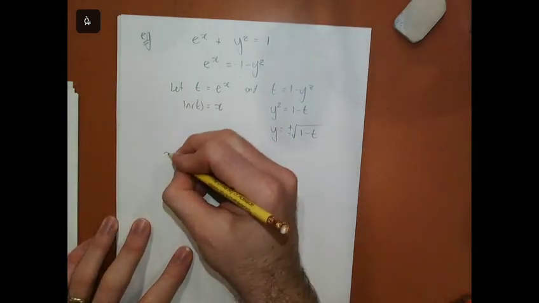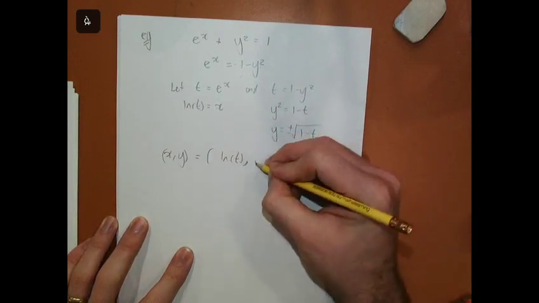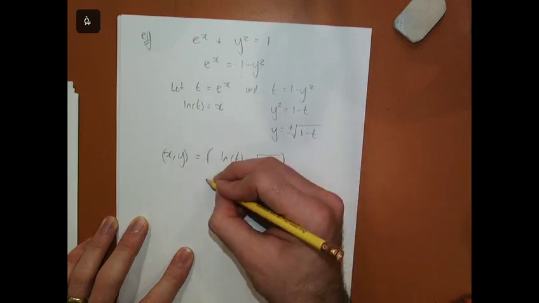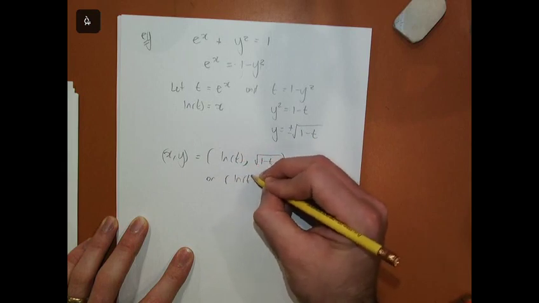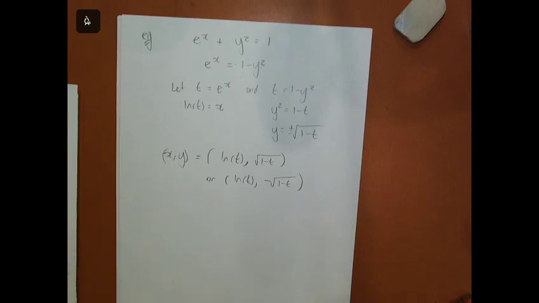Okay, so it looks like my x, y is ln t, root 1 minus t, because that's the x-coordinate and the y-coordinate, or ln t, minus root 1 minus t. And so I've got two different curves. But that's okay. I mean, this was just an experiment to see if I could conceivably actually do this, like if it was conceivably possible to create a parametric form in this way. And it is. I'm feeling really good.